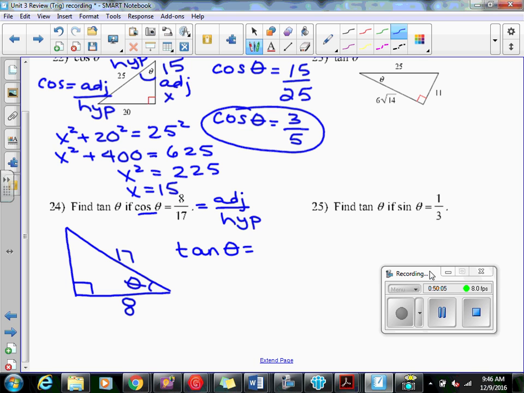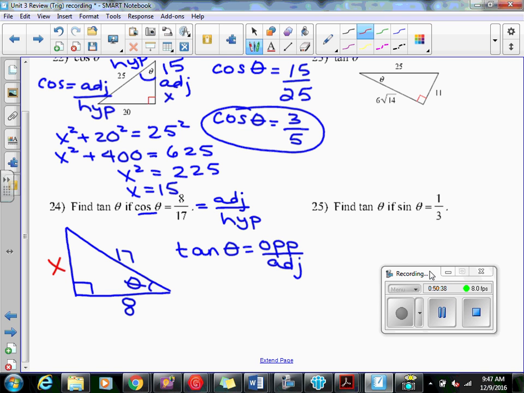Well, you know tangent is equal to opposite over adjacent. And of course, when you look at the triangle, the opposite leg is not given. So we're going to have to find it. We'll call that x. This problem is now going to be just like the one we did in number 22. We have to find x. What did we use up here in number 22? It's a Pythagorean theorem problem. So you're going to use Pythagorean theorem down here to find x.